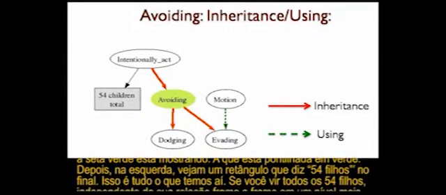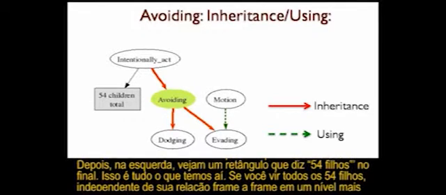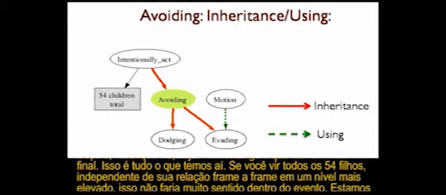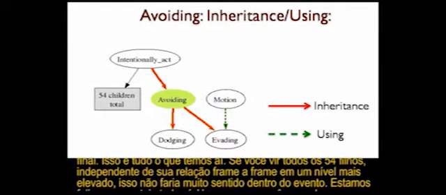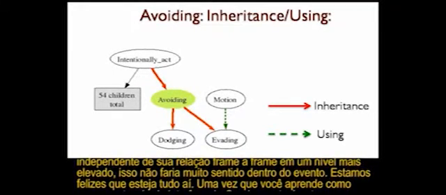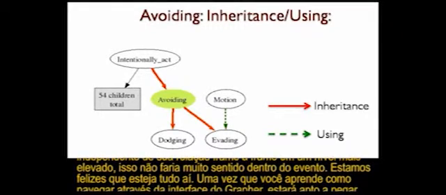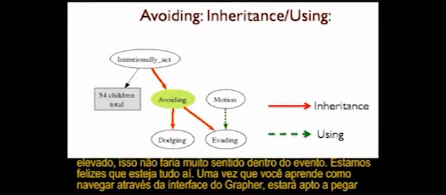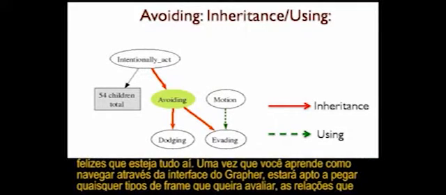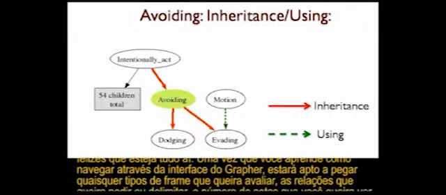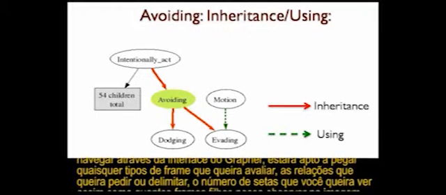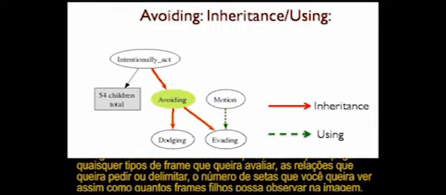If you were to see all 54 children, regardless of their frame-to-frame relation to the higher level frame, intentionally act, you cannot make sense of any of it. Right? We're happy that all of that is there. Once you learn how to navigate through the frame grapher interface, you'll be able to pick which set of frames you want to look at, which relations you want to ask for to limit the number of arrows that you see, and how many child frames you'll see depicted.